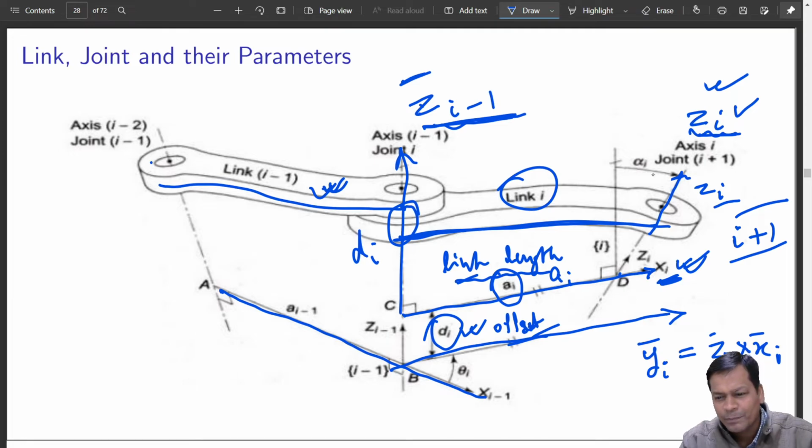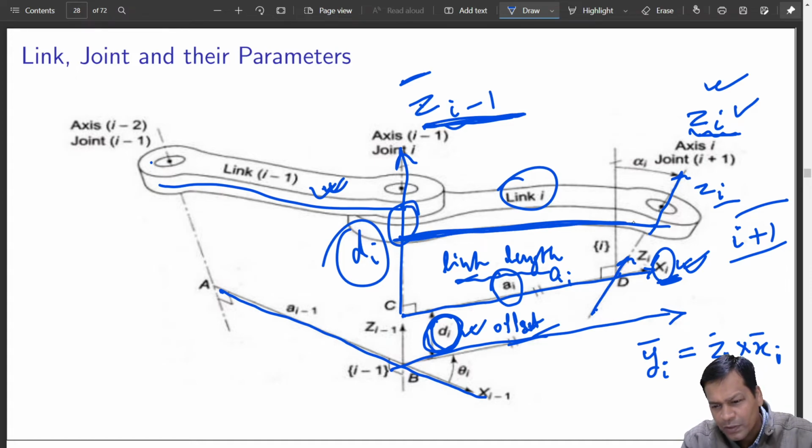So what are they? This is your zi axis. This is your zi minus 1 axis. The common normal is xi. The distance traveled along zi minus 1 becomes the offset of the link. So this is your offset, and this is your link length.